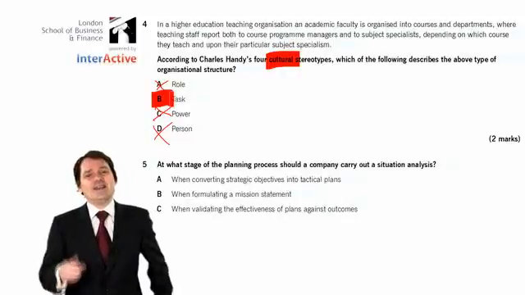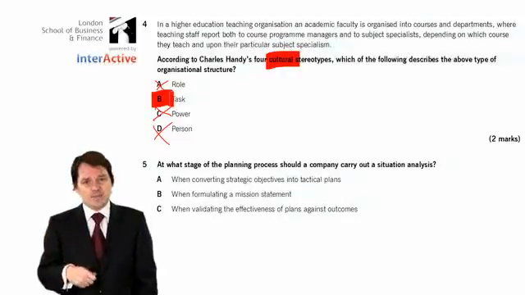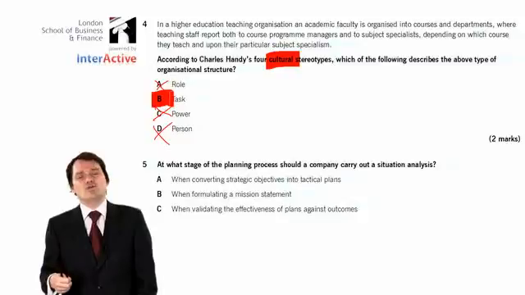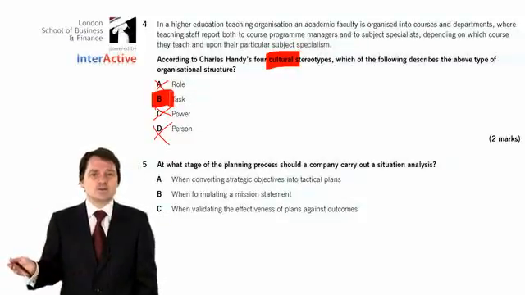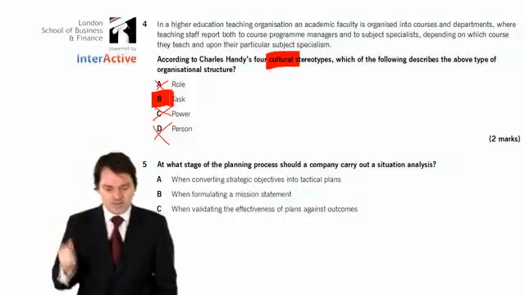So it's going to have to be a task culture. As long as I keep these two bosses happy, the subject specialist and the program manager, I can teach it in the way that I want to. As long as I cover the whole syllabus, they're not going to worry too much. So it's going to be a task culture.